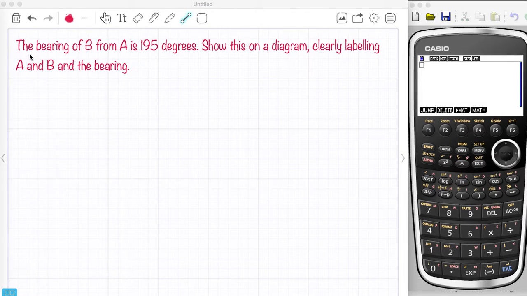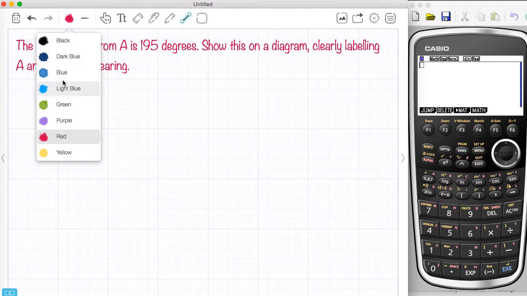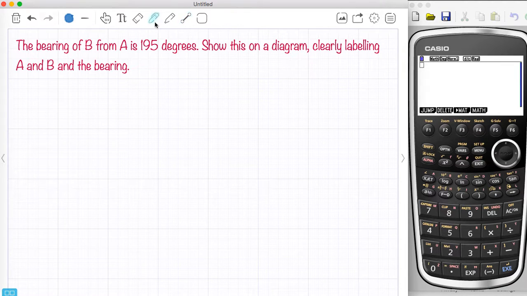First thing, I always say where am I? The bearing of B from A. So this from here tells me exactly where I am: I'm at A. I'm going to put it right in the middle of the page because I'm not sure where B is just yet. So there's A.